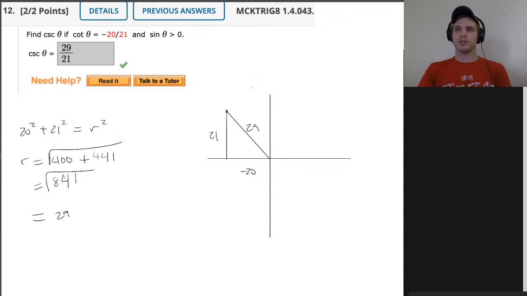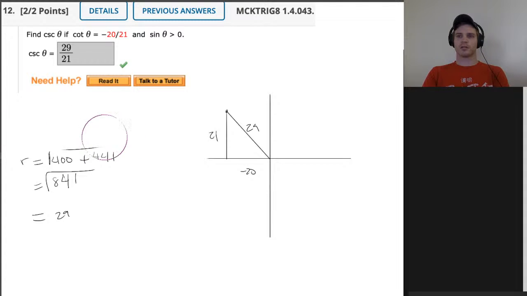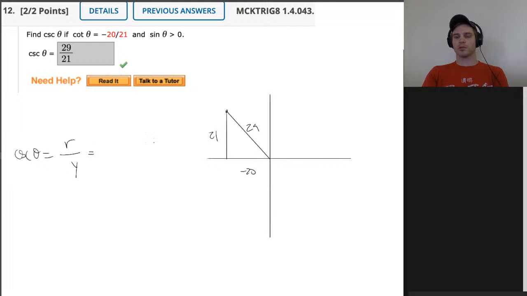So then to get the cosecant, it's the reciprocal of the sine. So it's r over y, which is equal to 29 over 21, which is what we've got here. Okay.